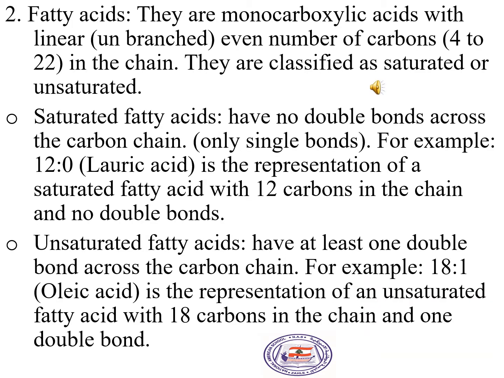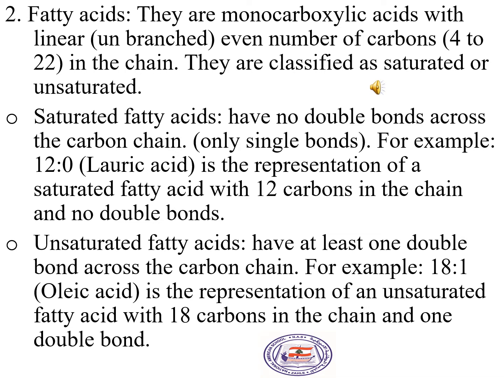Number 2, fatty acids. What are fatty acids? They are monocarboxylic acids, which means that they only have 1 carboxylic acid group, which is the COOH, with linear, unbranched, even number of carbons starting from 4 to 22 in the chain. This means that the number of carbons in the fatty acid has got to be an even number starting from 4 to 22 in the chain, and linear means that we don't have any branches attached to the carbon chain.